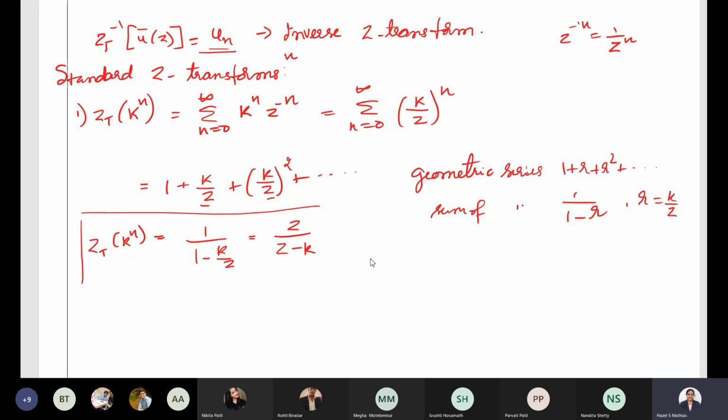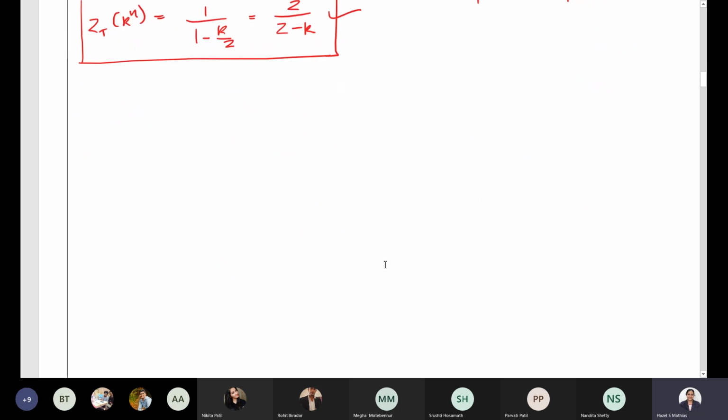What is the Z transform of k power n? The Z transform of k power n is z by z minus k. You just need to remember this. Whenever in a problem we have to use the Z transform of k power n, it is z divided by z minus k. Okay, remember this. You can write it down.